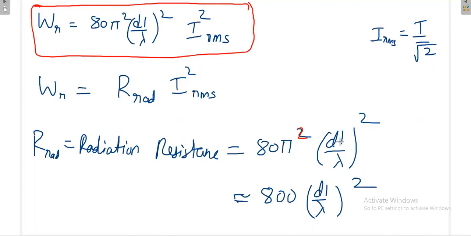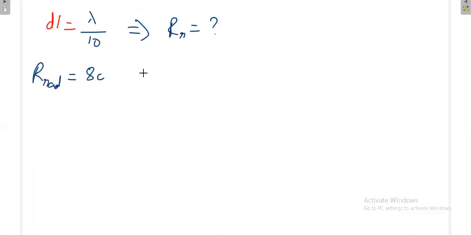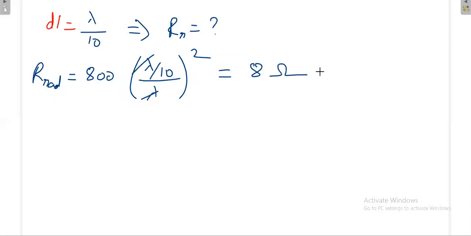Anyway they will give you the dl value, then very easily you can calculate this. In the exam they used to ask like this: say if my dl value is lambda by 10, then what is the radiation resistance? As per the formula, 800 (dl by lambda) whole squared. The dl value is lambda by 10, divided by lambda, whole squared. Lambda cancels. What is 10 squared? 100. So finally 8 ohm is the answer. Like this they used to ask questions in the exam, so you have to remember that formula.